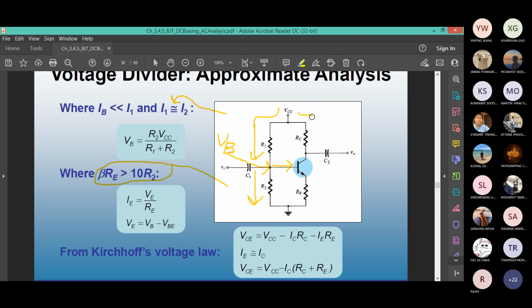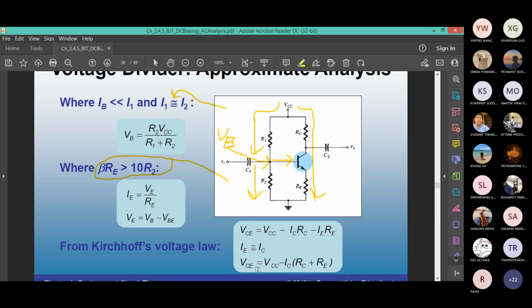On the outer side it is the same: VCC minus ICRC minus VCE minus ICRE, because IC is the same as IE. This whole loop, VCC minus ICRC minus VCE minus ICRE equals 0. Therefore, this is the equation for VCE. This equation is the output equation, the load line equation.